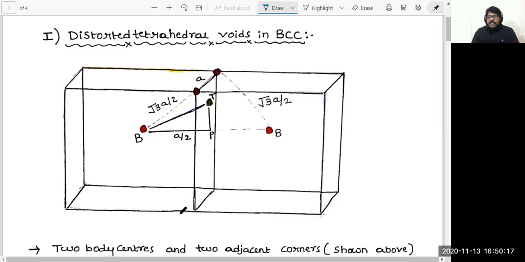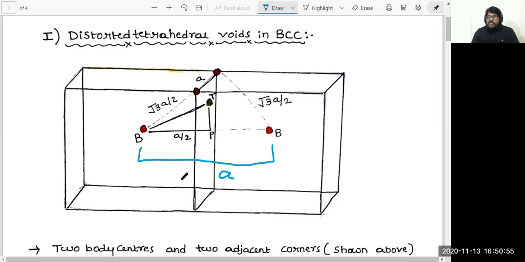To identify the tetrahedral void, I have taken these two corner particles which are separated by a distance a, and these two body center particles, which are also separated by the distance a. So the distance between these two body centers also is a. And these four particles of adjacent unit cells, two corner particles and two body center particles, are forming a tetrahedron.